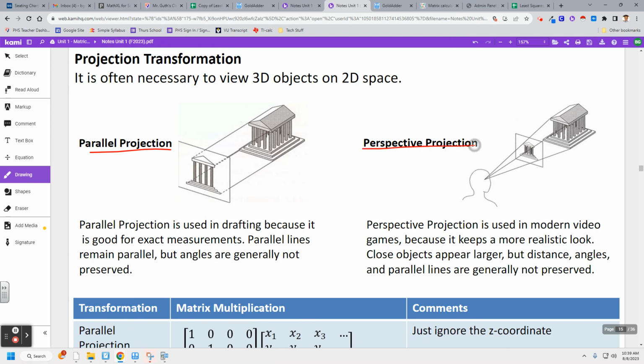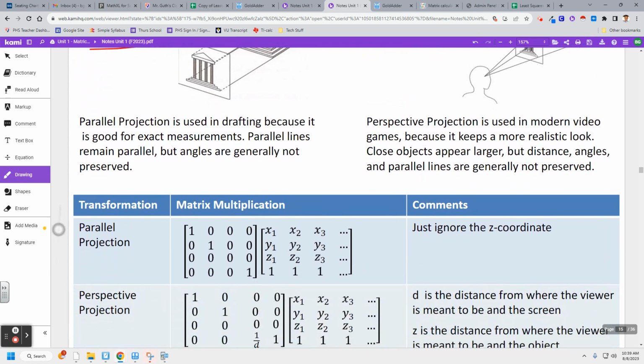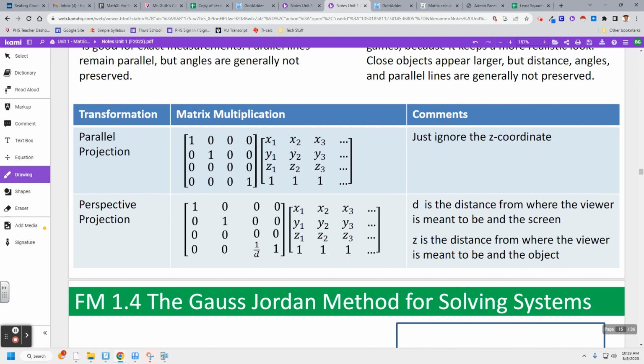Perspective projection is more like video games. It keeps a more realistic look. Close objects appear larger, but distance, angles, and parallel lines are generally not preserved. Okay, so there is a matrix for this.